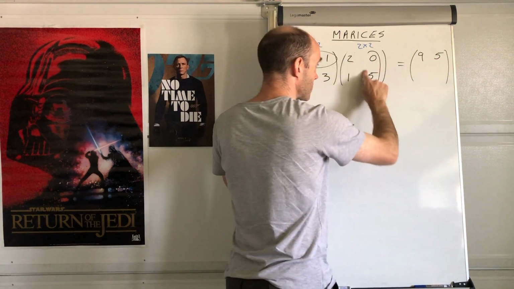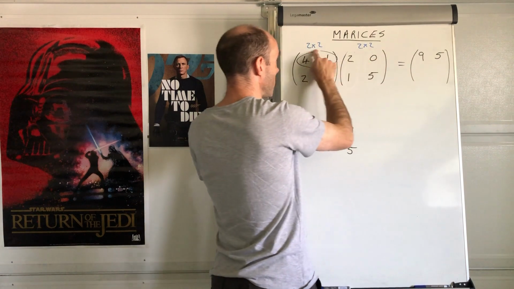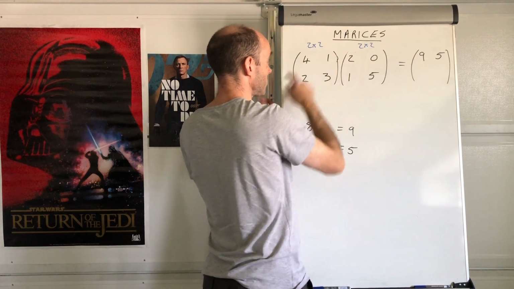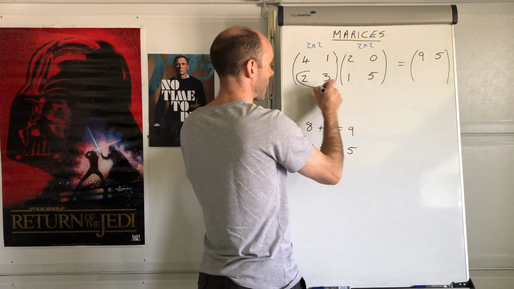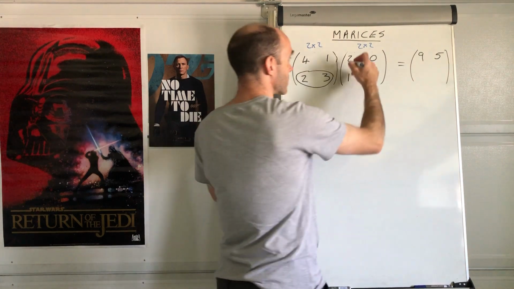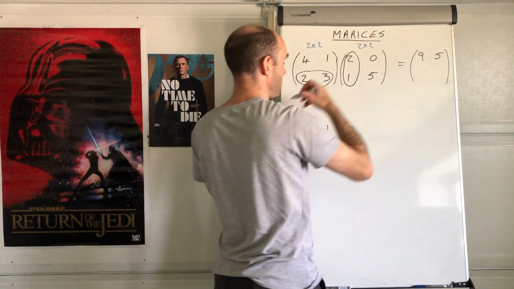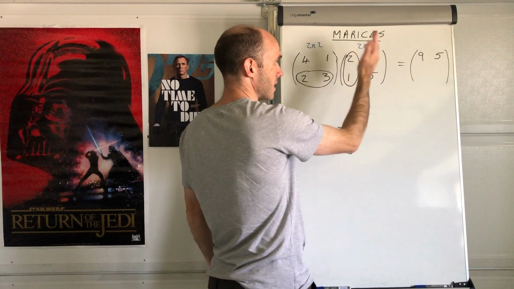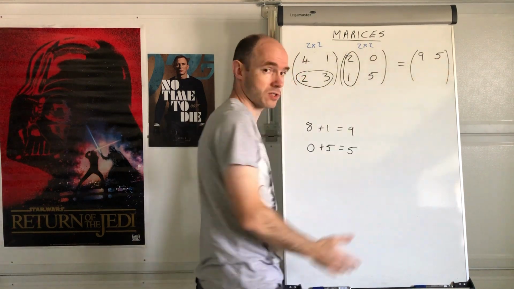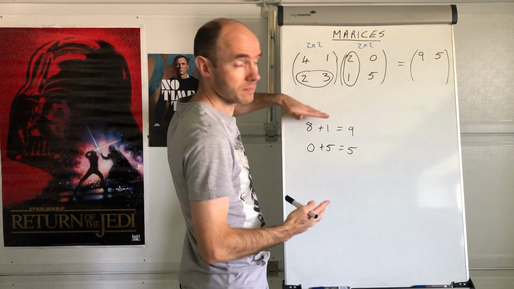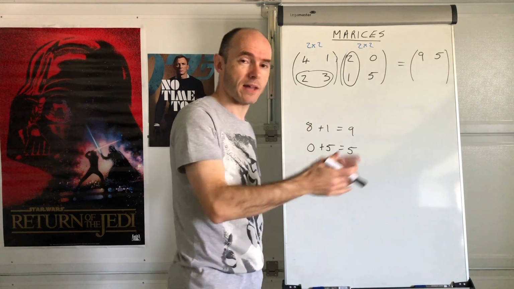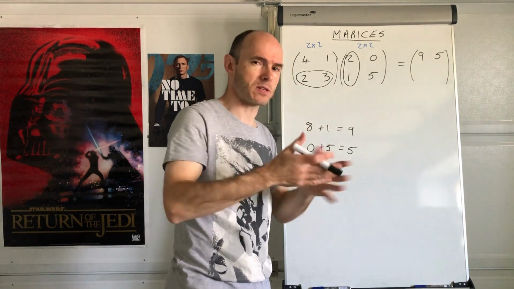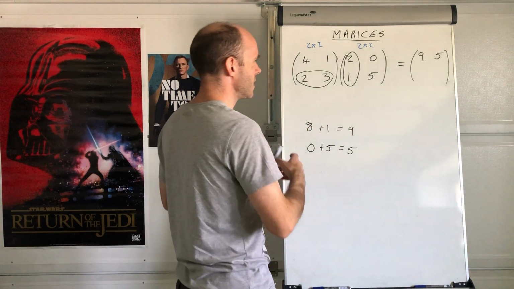When you run out of columns, you then begin with the second row of the first matrix and start all over again. You take the first column and do the multiplication, then the second column, and keep going until you're finished. And when you've run out of rows, that's it, you're done. That's the method for every single matrix multiplication question. So let's just do that.